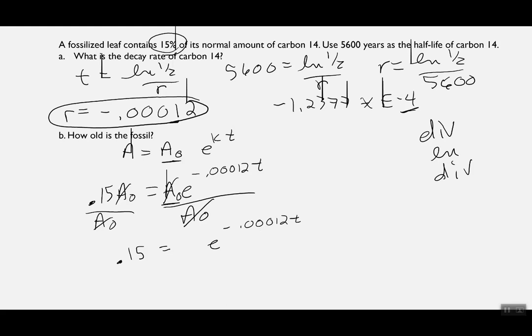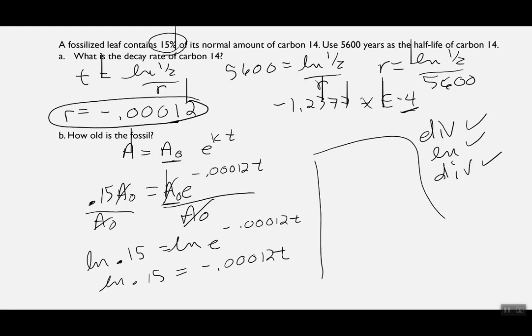0.00012t. Then I throw in the natural log, which we know is going to make the e part go away, and I'm going to end up with the natural log of 0.15 equals negative 0.00012t. At this point, to solve for t, we've divided, we took the natural log, we're just going to divide one more time. So I can say that the natural log of 0.15 over negative 0.00012 will be my t. Again, grab the calculator. So I have the ln of 0.15. Make sure you close the parenthesis.